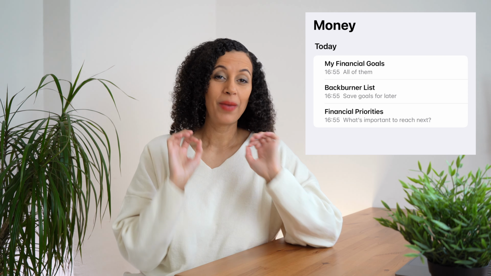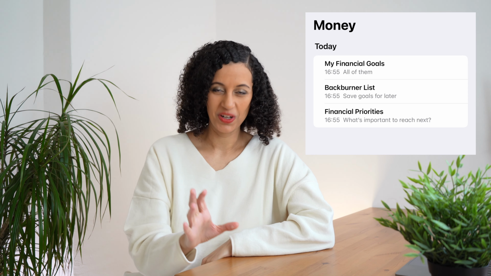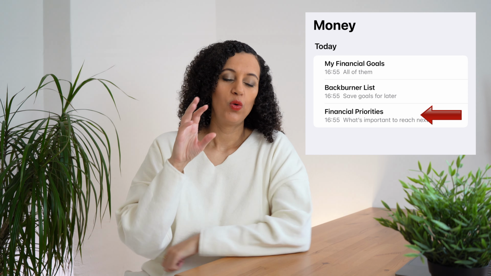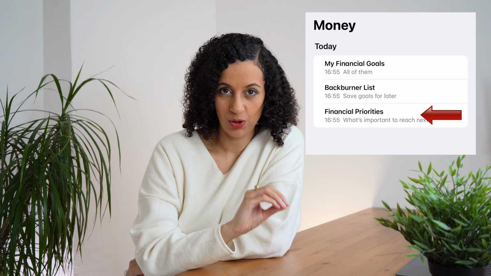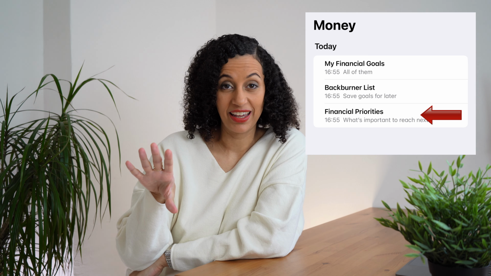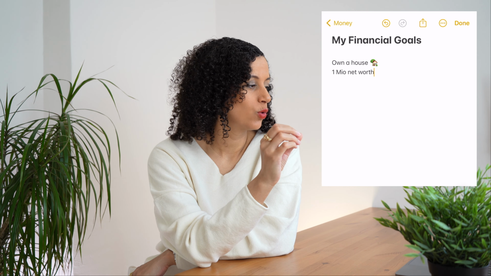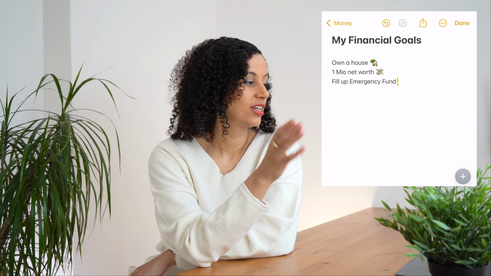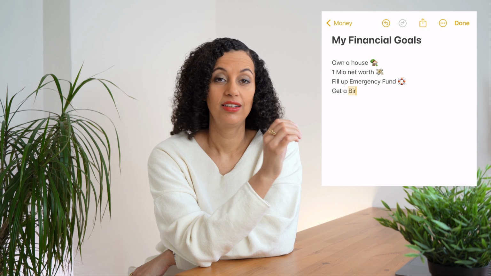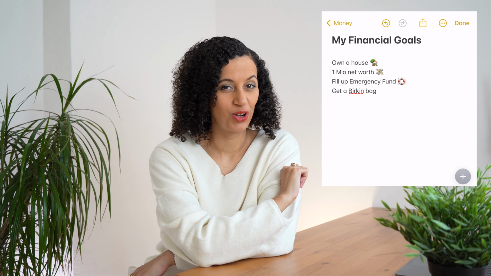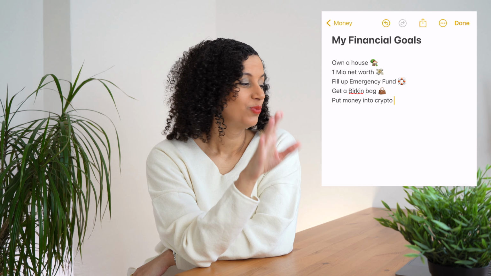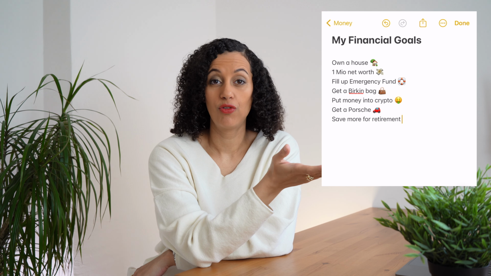And in order to maximize our efficiency when it comes to financial goals, we want to pick the 20% of goals that lead to the 80% of our financial well-being. Let's say, for example, on my list of financial goals, there is own a house, 1 million in net worth, fill up emergency fund, get a Birkin bag. Yes, at some point I would like to get a Birkin bag. Put more money into crypto, get a Porsche and save more for retirement.